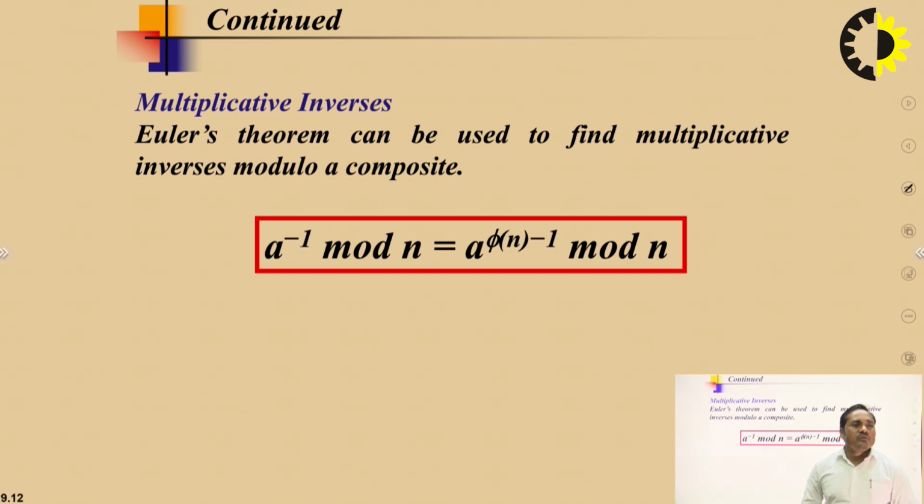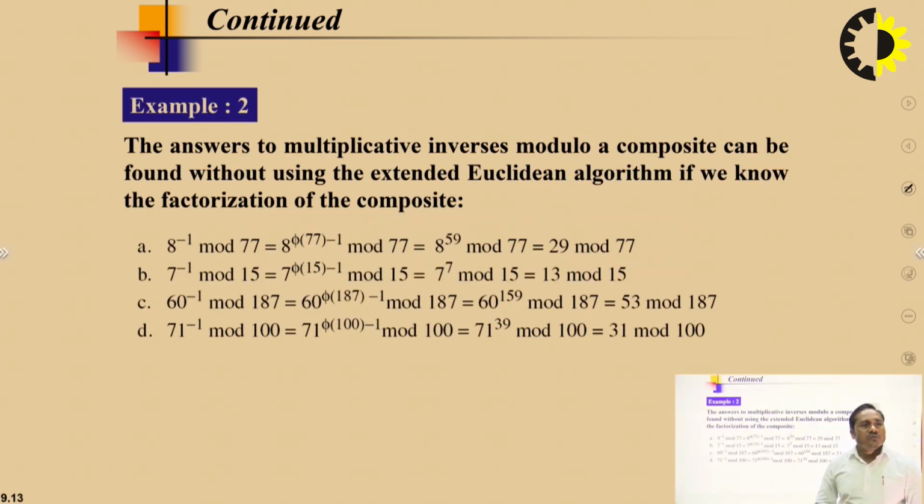By using the multiplicative inverse in Euler's theorem, you can solve the numerical problem. This is the formula: a raised to the power minus 1 mod n equals a raised to the power phi(n) minus 1 mod n. So this is the formula of the multiplicative inverse by Euler's theorem. You can solve another example by using this formula.